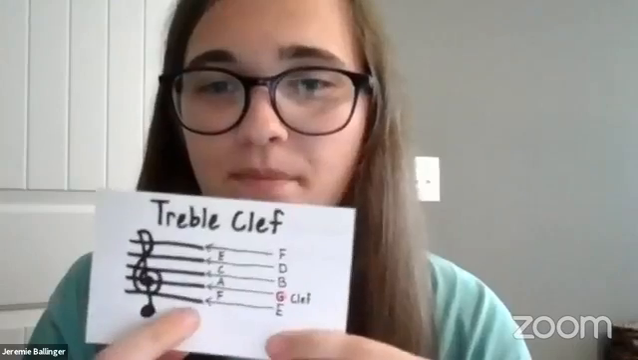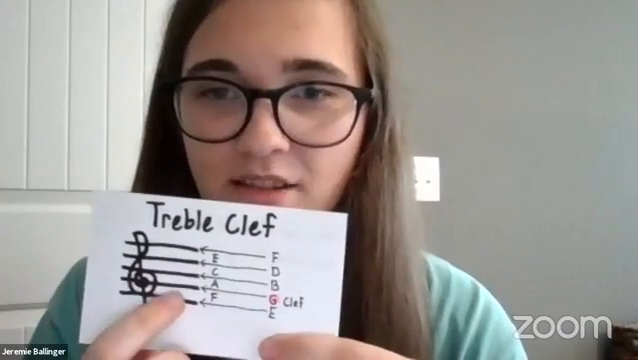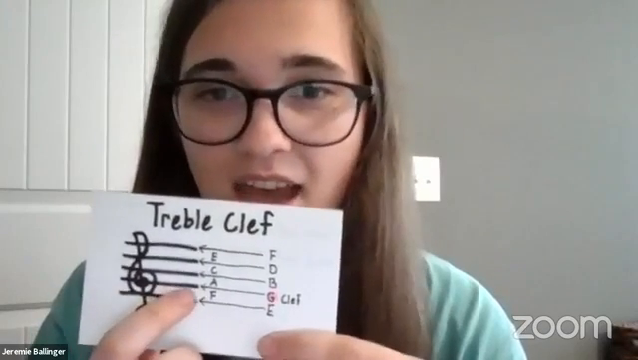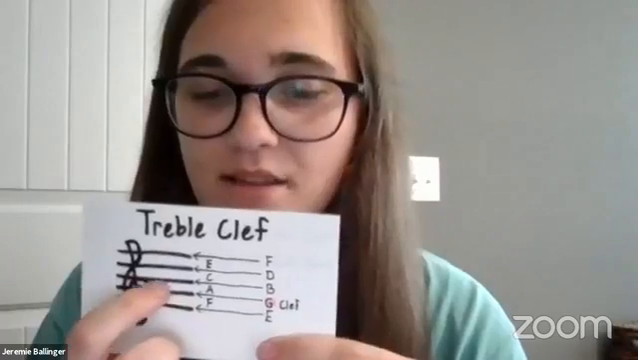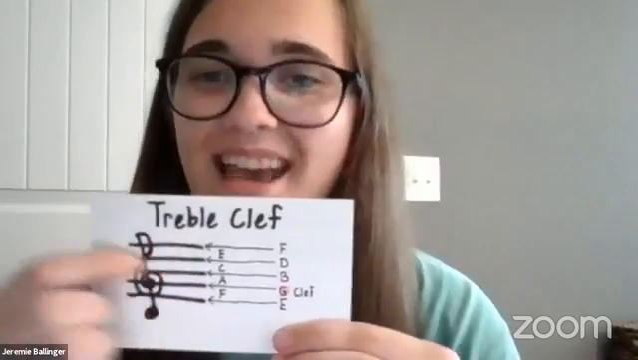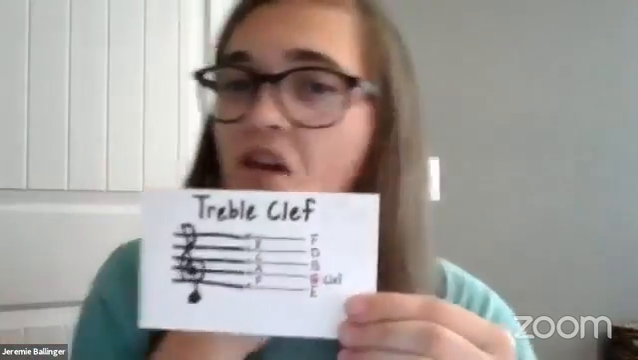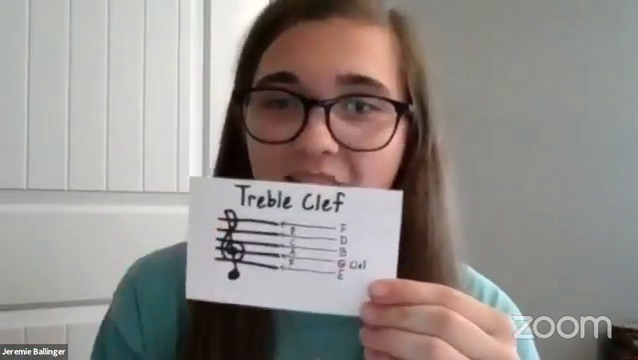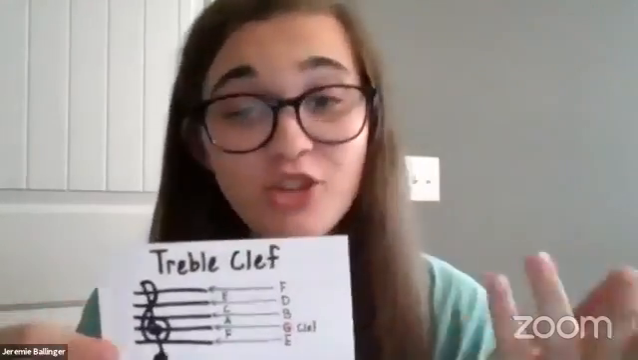Then you move up. E, F is the first space, G is the second line, A is the second space, B is the third line, C is the third space, D is the fourth line, E is the fourth space, and F is the top line. So as you move higher up that staff, on the treble clef or the G clef, you move higher in pitch. And the treble clef is the higher of the 2 main clefs.